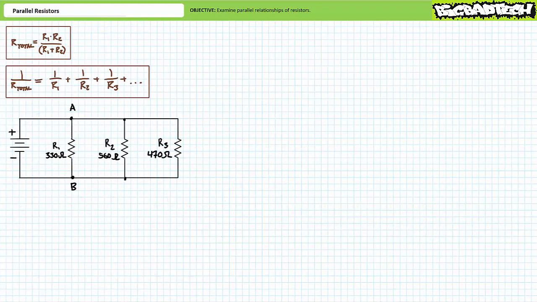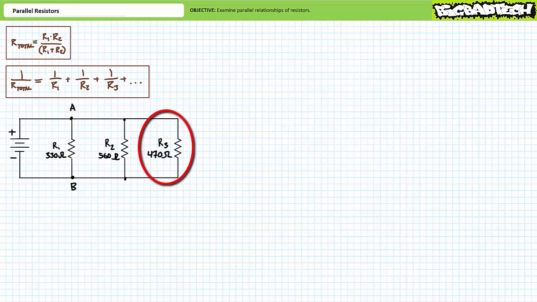Let's modify this existing parallel relationship by including another resistor, R3, having a value of 470 ohms in parallel. How will the addition of this third path in parallel affect the total resistance seen by the source? Think about it. No numbers. Will resistance go up, go down, or remain the same now that there's another path for current?